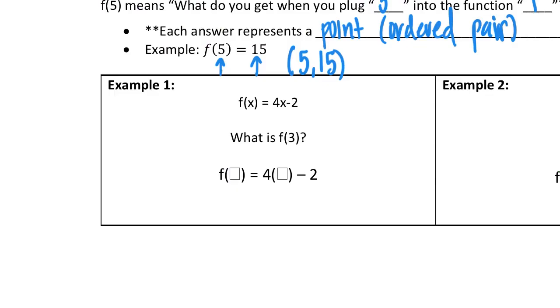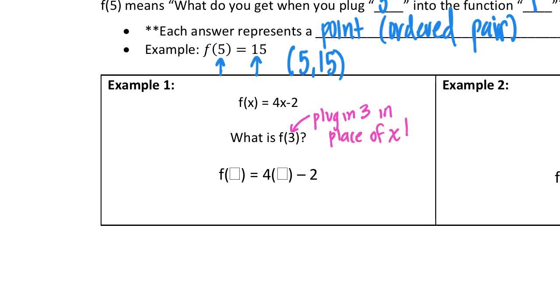Let's move on down to that first example and evaluate our first function. This is telling us that f of x equals 4x minus 2. If we want to find f of 3, they're telling us now to not plug in x into our function, plug in 3 in place of x.